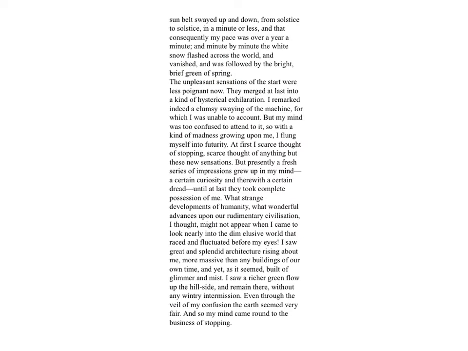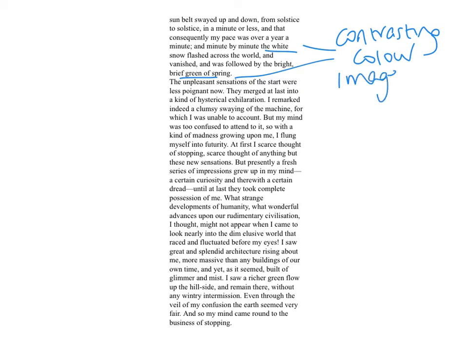And so the focus is sustained on the sun belt swayed up and down from solstice to solstice in a minute or less, and that consequently my pace was over a year a minute, and minute by minute the white snow flashed around the world and vanished and was followed by the bright brief green of spring. There we have contrasting colour imagery to connote the changing seasons and how quickly that's occurring.